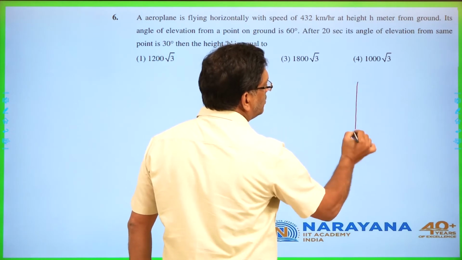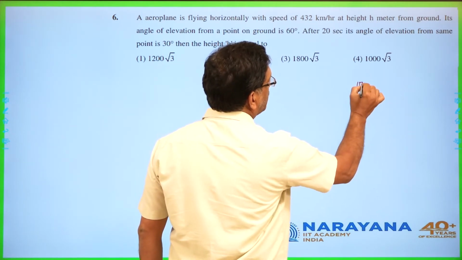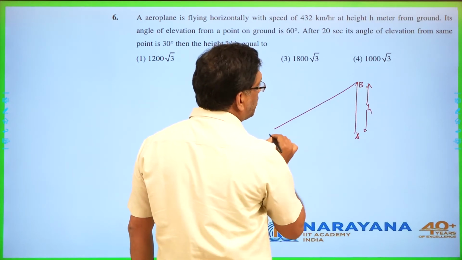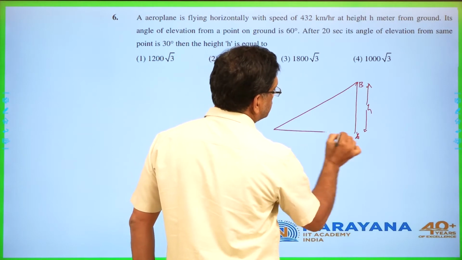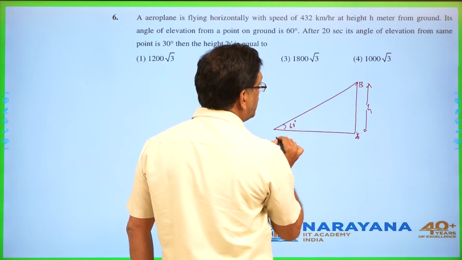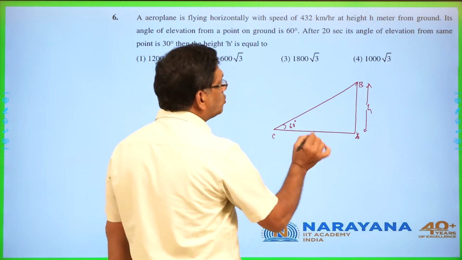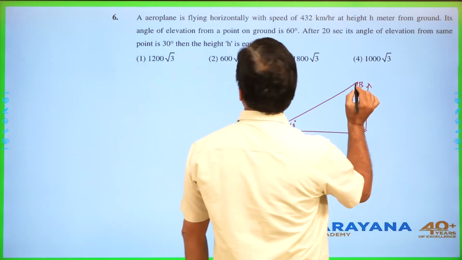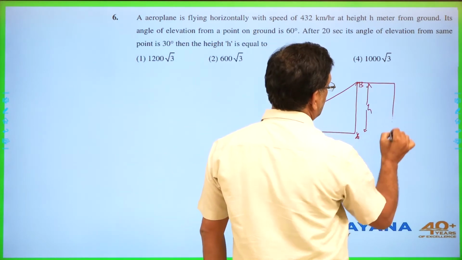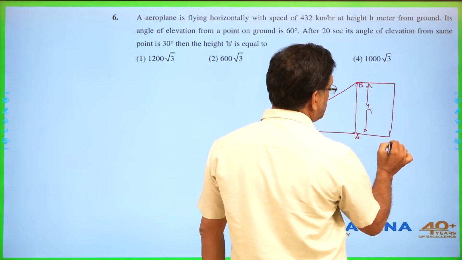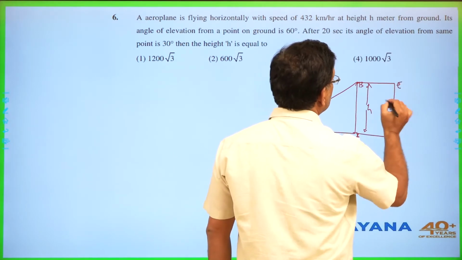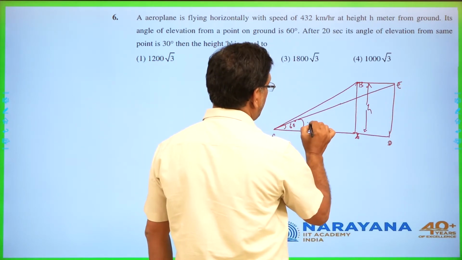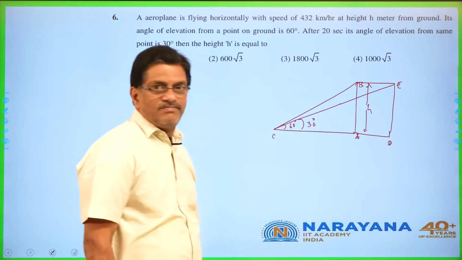So, first of all, let us draw like this: A, B. I don't know the height initially, right? From some point it is 60 degrees. I don't know this value also, right? After 20 seconds, the angle of elevation is, so it is something like this: A, B, C, D, E. This is also H only. This changed to 30. He is asking H, right?